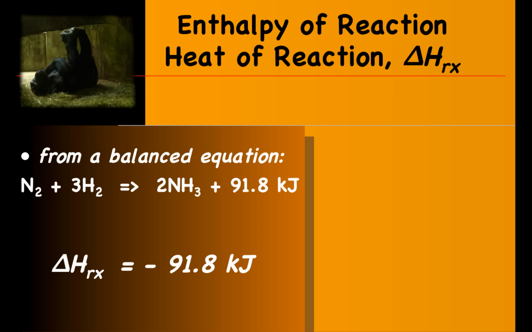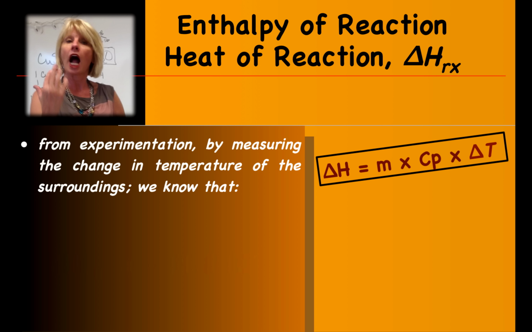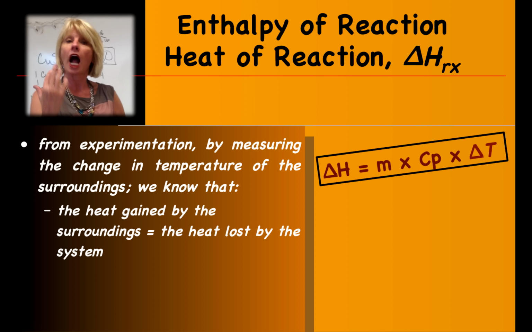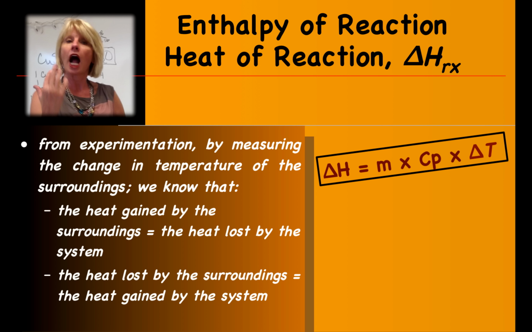Let's look at the second method. We can determine the enthalpy of reaction or heat of reaction by performing an experiment, by measuring the change in temperature of the surroundings. And we know that the heat gained by the surroundings equals the heat lost by the system. Likewise, the heat lost by the surroundings equals the heat gained by the system.